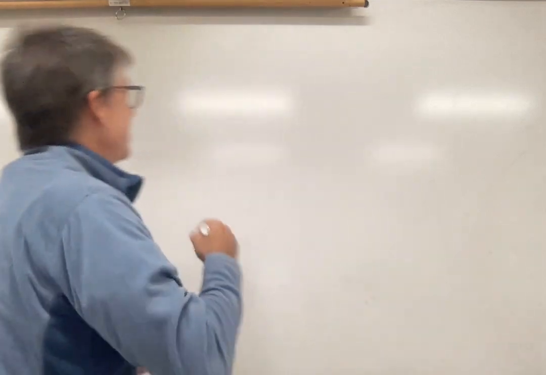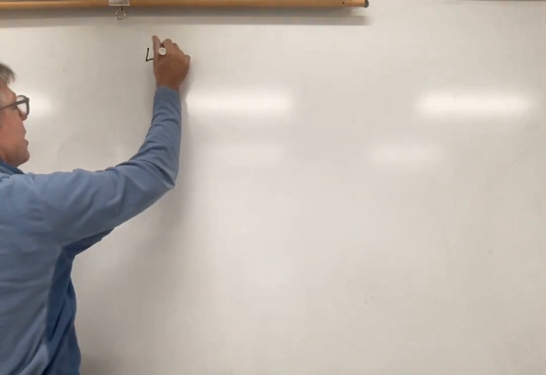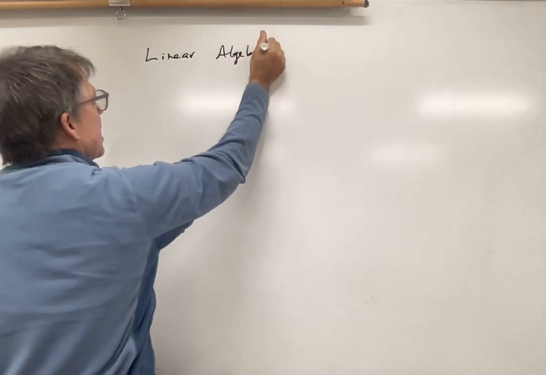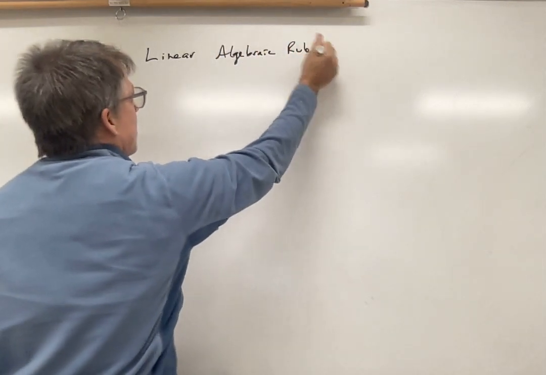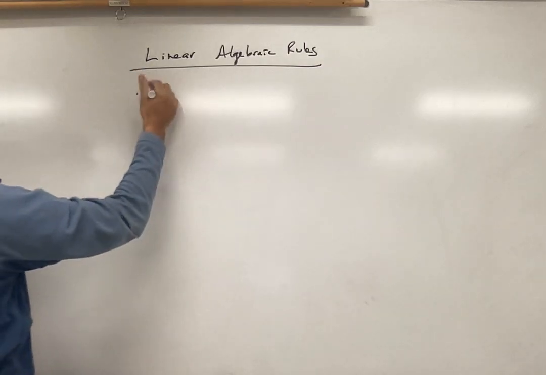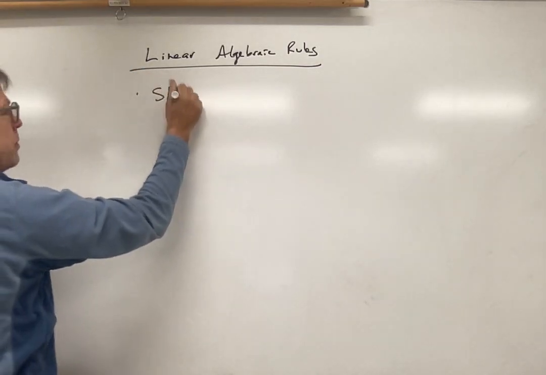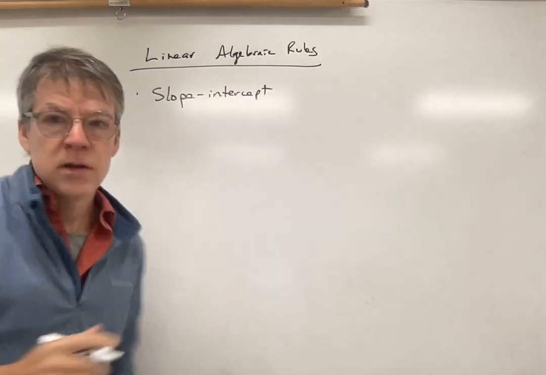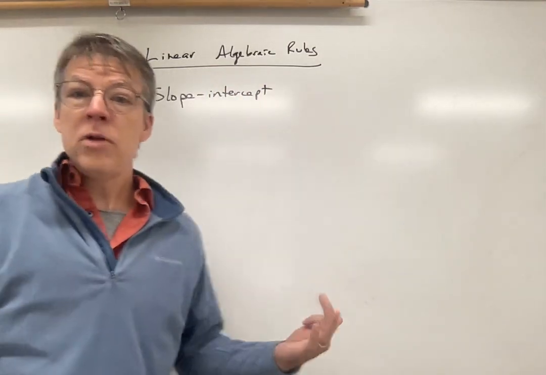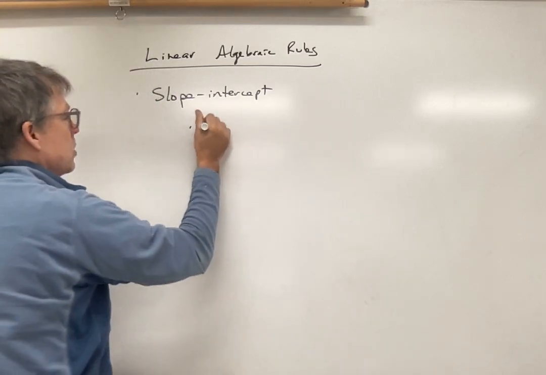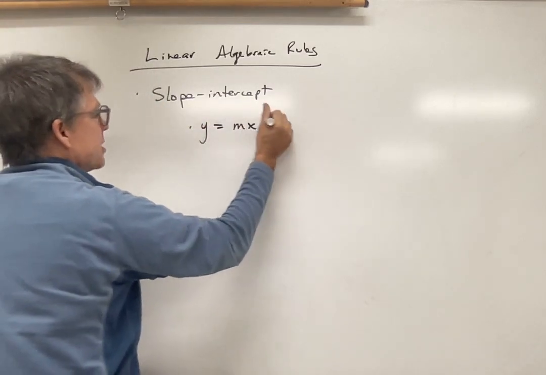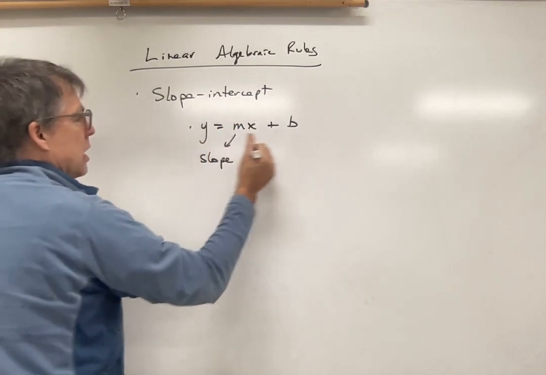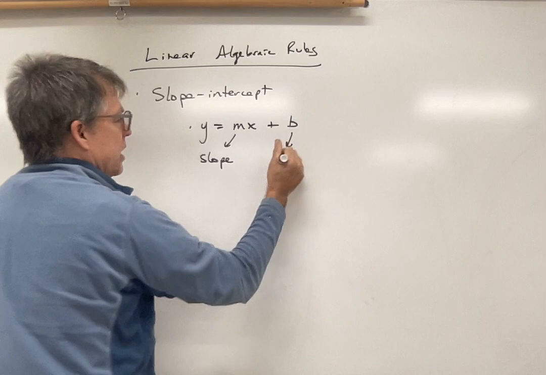So here you go. There are linear algebraic rules. Bam. So the first one is the slope-intercept form. Can you tell that these are notes that you should just be putting into your notebooks, right? Slope-intercept form. And you know it. It's our old friend y equals mx plus b, where the m is the slope and the b is the y-intercept.